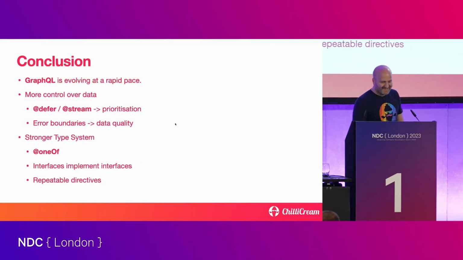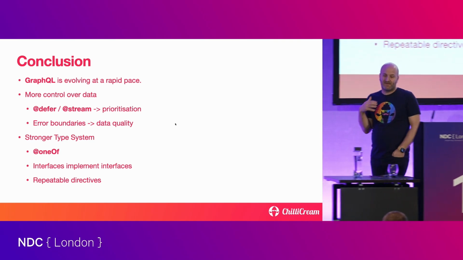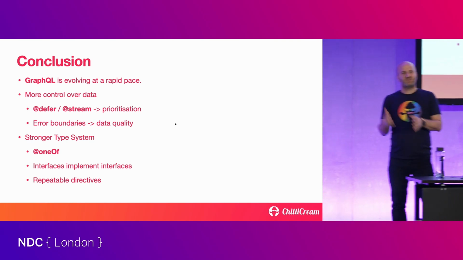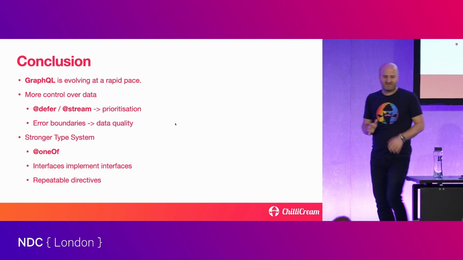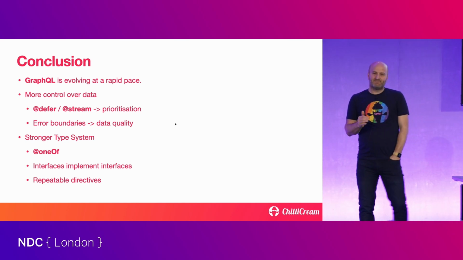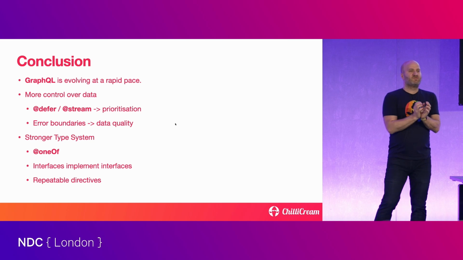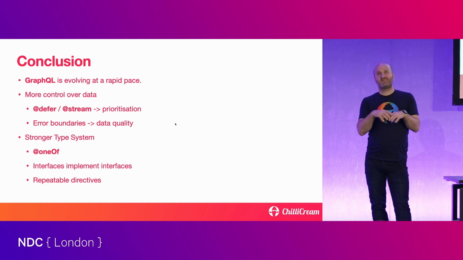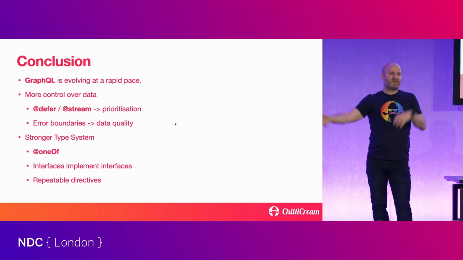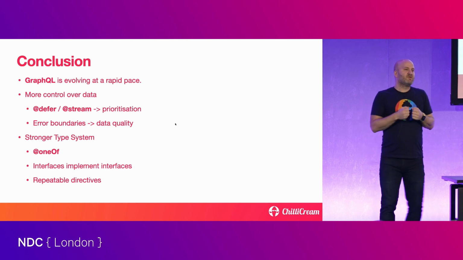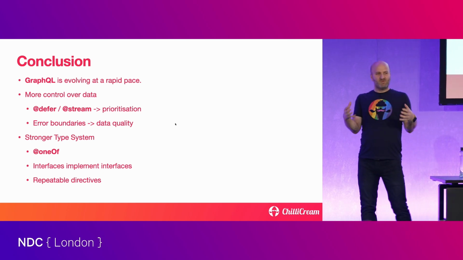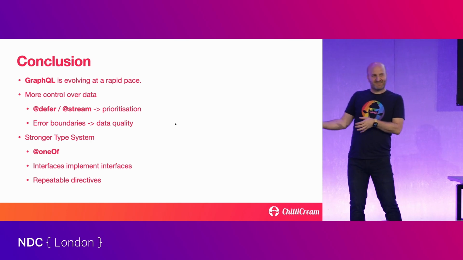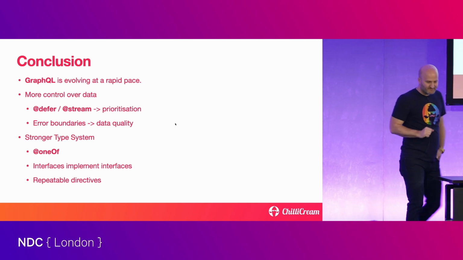So, conclusion. GraphQL is evolving rapidly. There are new features like defer and stream. There are other things coming out. And it gives you all the tools to finally get rid of these endless cycles between front-end and back-end engineers. So you can suddenly move on both sides without stopping the other.